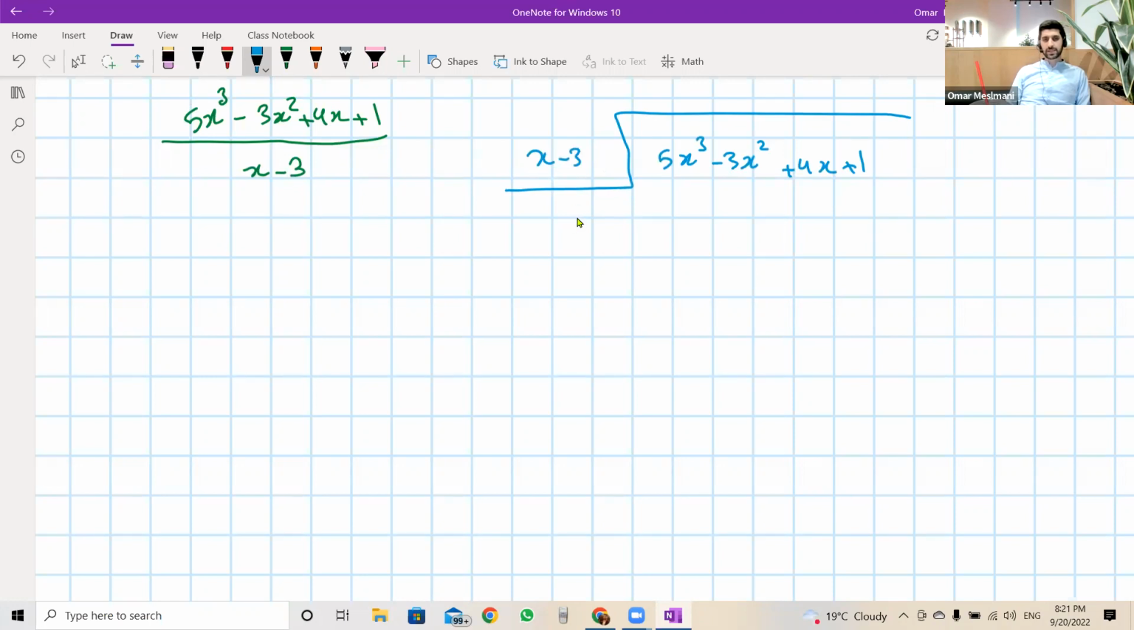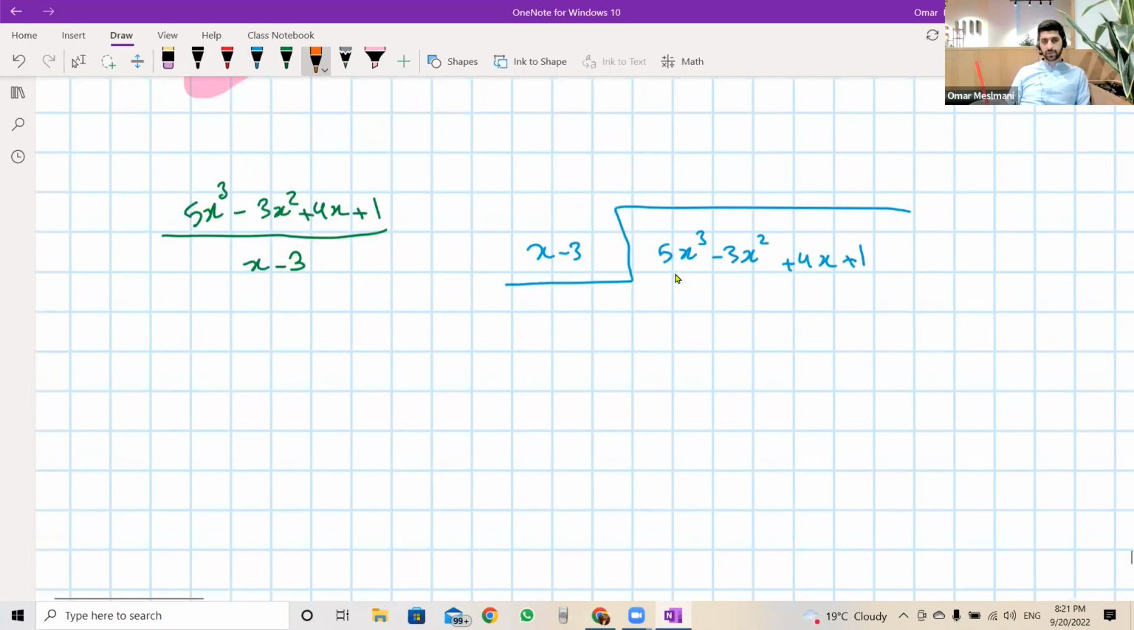All right, the strategy is this. Try to use the first value and the first value. Mentally try to find the answer of it. 5x cubed divided by x. What is it?